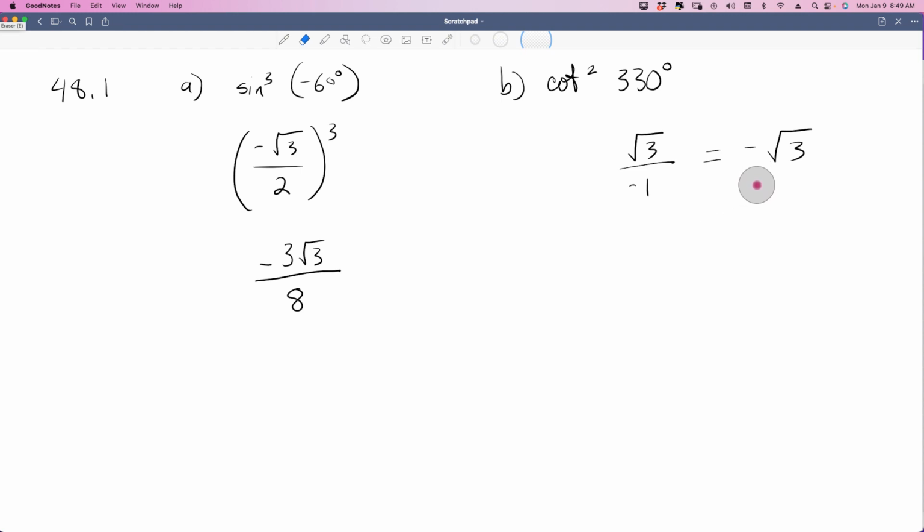This is the tangent, this is the cotangent. So it's a negative square root of 3, but we're squaring it. So a negative times a negative is a positive, and square root of 3 times square root of 3 is going to be 3. So our answer is 3. That's our answer.